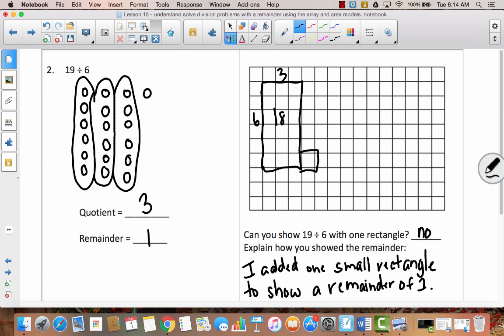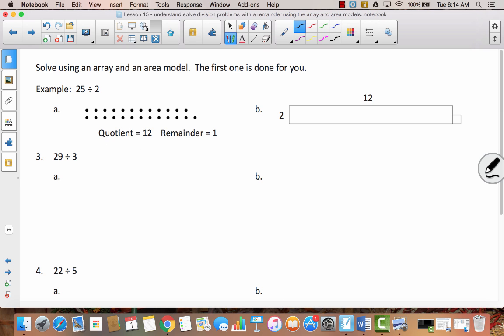All right, let's take a look at number 3. So now we're going to be doing the same thing, only they are not giving us grid paper. So we're going to be drawing it without the boxes. We're still going to use an array, an area model, and the first was done for us. So you can see they took 25 and they divided it into groups of 2 with the remainder of 1. So they labeled their quotient and the remainder, and then they drew a rectangle that had a width of 2 and a length of 12, which is equal to 24, and then they had to add one more box to make 25.